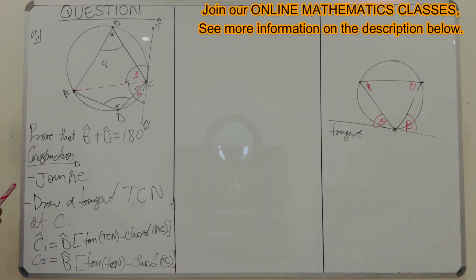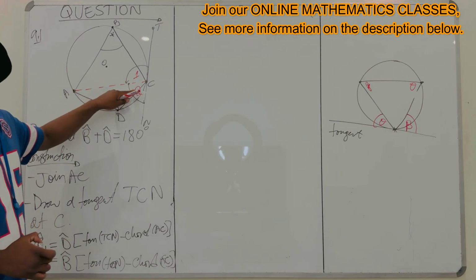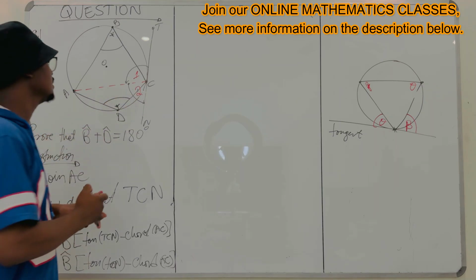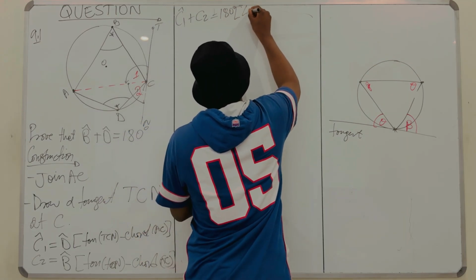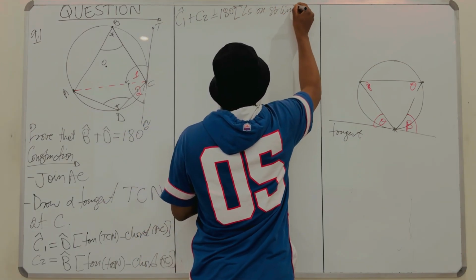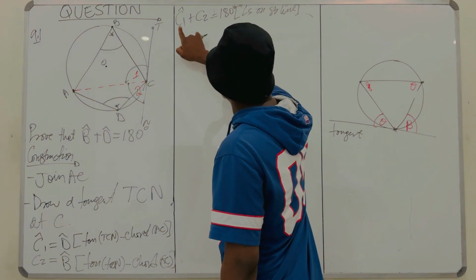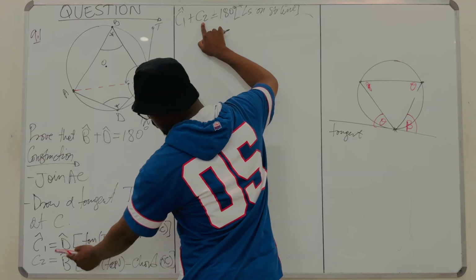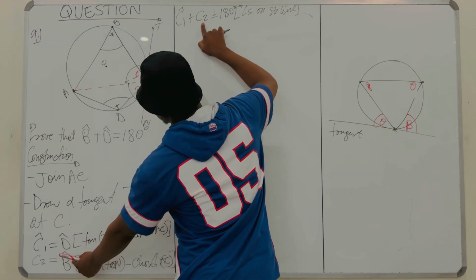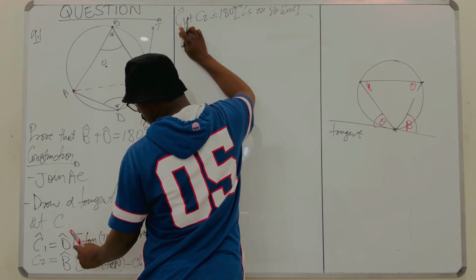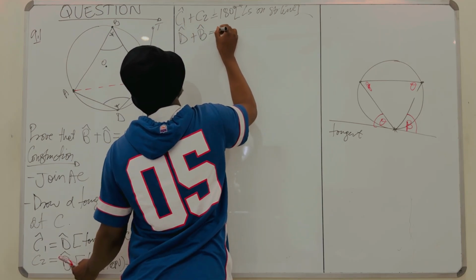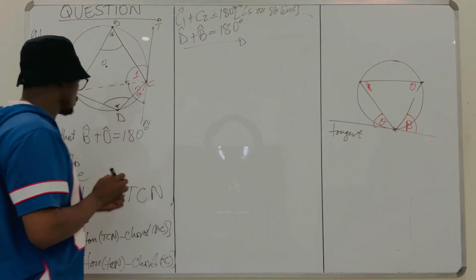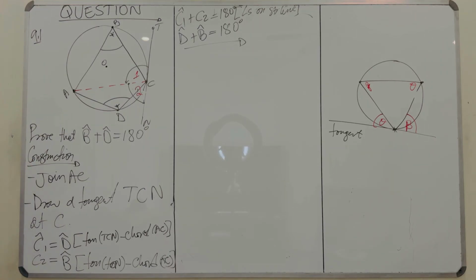Right? No problem. But look now, if you add C1 and C2, they give you 180 degrees, because those are angles on a straight line, right? So C1 plus C2 gives us 180 degrees. But look now, C1 is equal to D and C2 is equal to B. In that case, we can say, instead of C1, let's substitute D, and instead of C2, let's substitute B. This will be 180 degrees, which is what they wanted us to prove. And we're done with this proof here. 5 marks. Done.